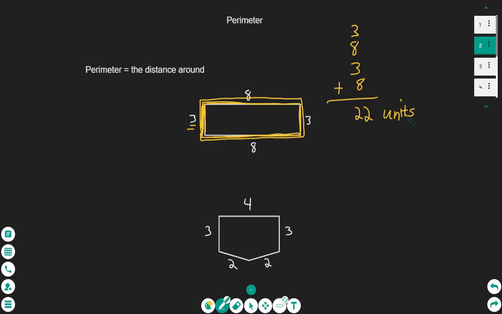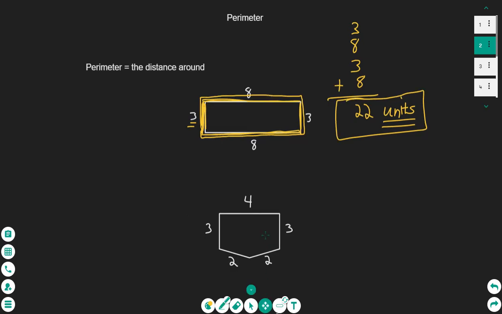And this is what I was referring to. We're just going to give our answer a unit, and we don't know what it is, so we just call it units. So it's 22 units long, you might say. That's the distance around this particular shape. Very straightforward. Let's try another one.